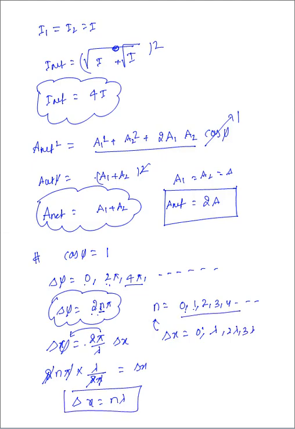So what is constructive interference? Amplitude should be maximum, intensity should be maximum. That's why we get a bright patch here. A bright patch is also called maxima on the screen. Bright patches are maxima.